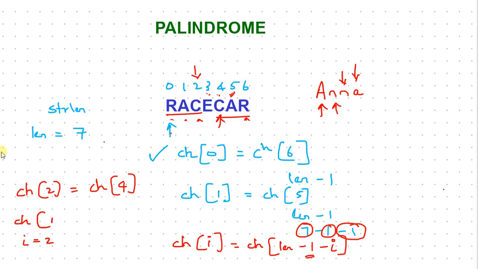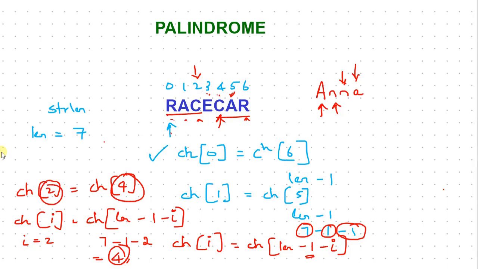So ch of i equal to, here, ch of length minus 1 minus i, where length will be 7, right? 7 minus 1 minus i, and the i value is 2. So 7 minus 1 minus 2, that will be 7 minus 3 equal to 4. That's what we are checking. The index here will be 4, and here i equal to 2. So that's sufficient to check if a word is a palindrome or not.